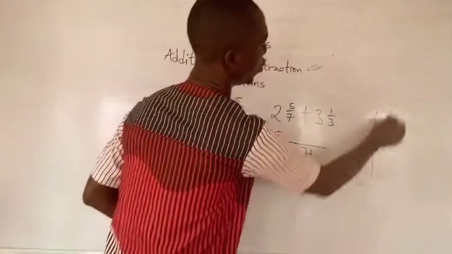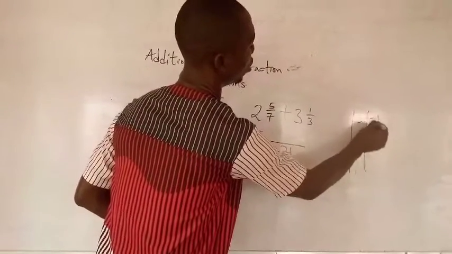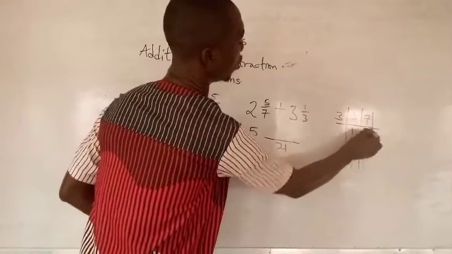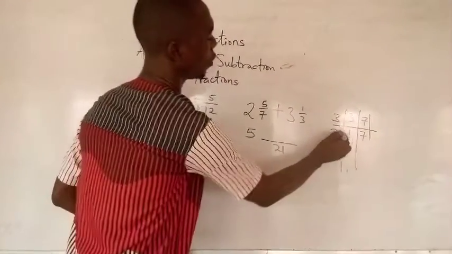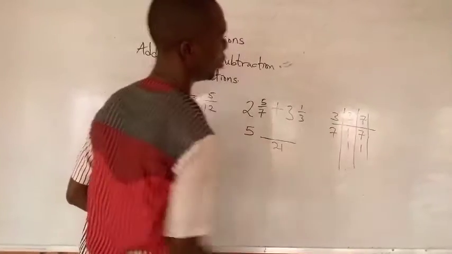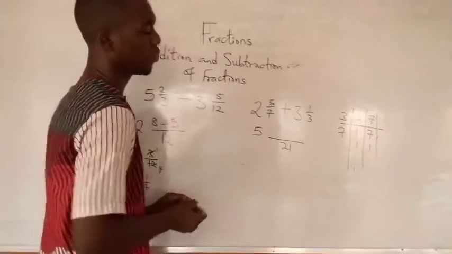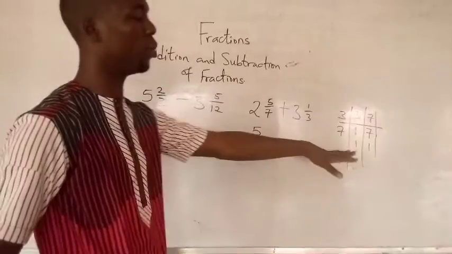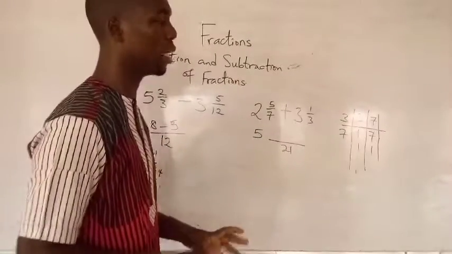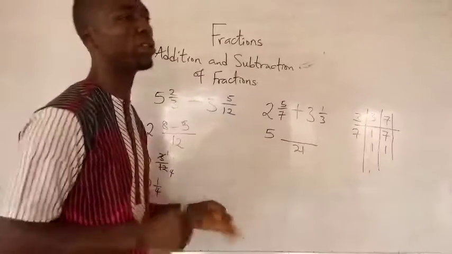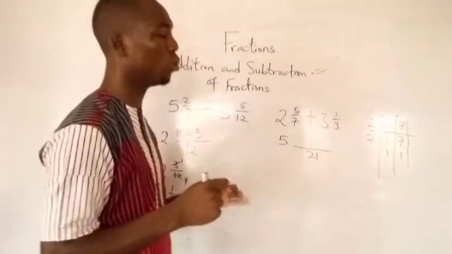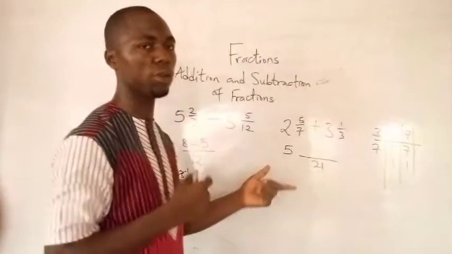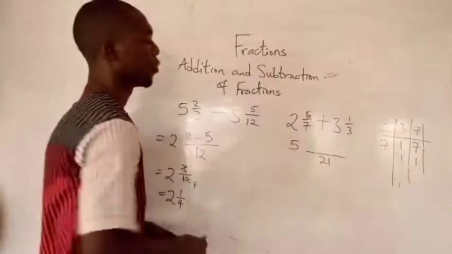We can use the same method. 3 here, 1. 3 cannot divide 7. Then 7 will divide 7, 1. So the LCM will be 3 times 7, which is 21. So it's not in all cases that we need to do this, since we know that LCM means the lowest common multiple. That is the lowest number that both of them can divide. So it's something we can just think of instead of going through that stress.